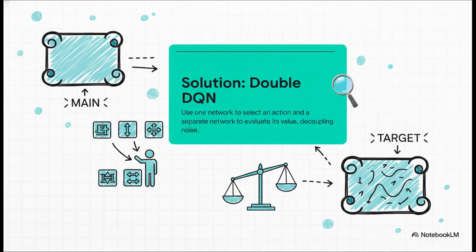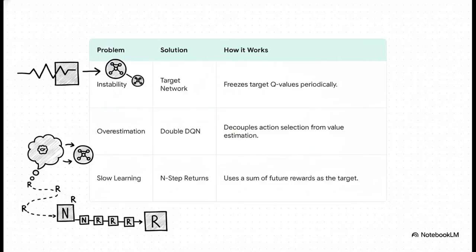It's such a clever fix. It uses the two networks we already have, but for different jobs. We use the main, up-to-date network to select which action it thinks is best for the next state. But then, we use the old, frozen target network to provide an unbiased evaluation of how good that chosen action actually is. By decoupling the selection from the evaluation, you kill that overestimation bias. It's brilliant.